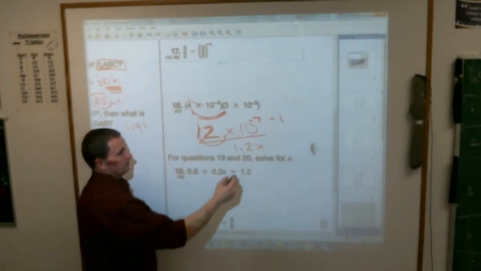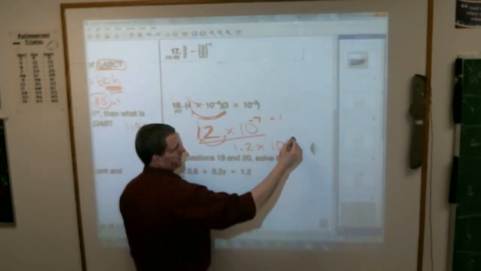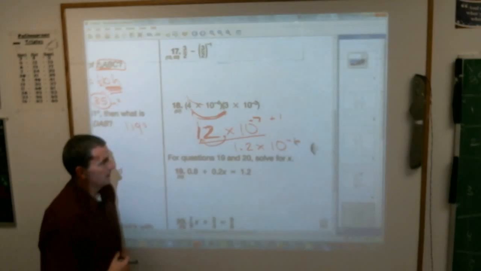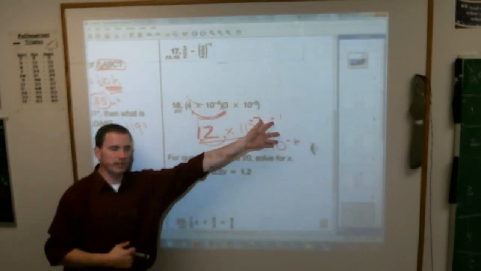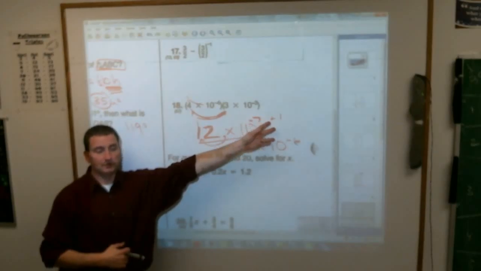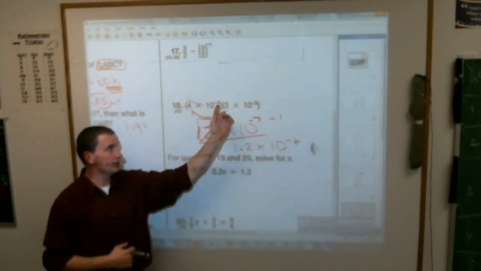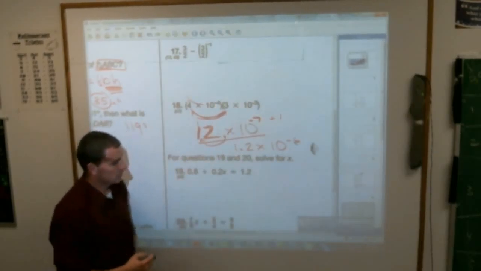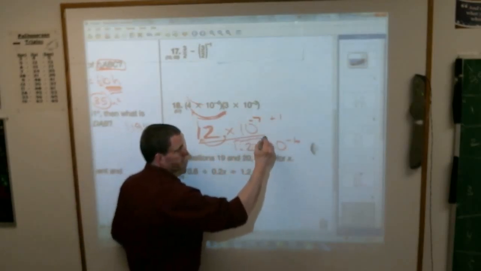So a negative 7 plus 1 is a negative 6. If you make this number smaller, the exponent has to become bigger. Make the exponent bigger, that has to be smaller. Adding these together, negative 3 and negative 4 is negative 7. Hopefully this was the answer.